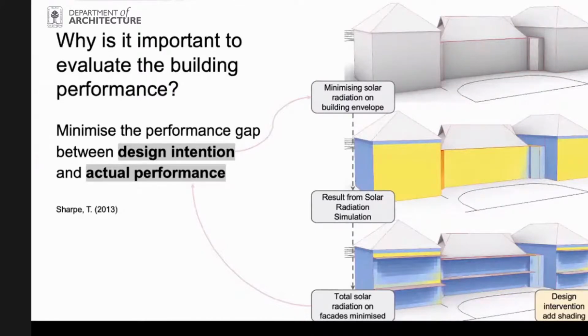For example, I have a building design, and I have the design intention to minimize the solar radiation on the building envelope. Then I do a building performance simulation, and I get the result about how the solar radiation is around the building. Then from that point, I can give an intervention to the design. For example, I put a shading on it, then I can run the simulation again. And at that point, I have reached my goal to minimize the solar radiation on the facades.